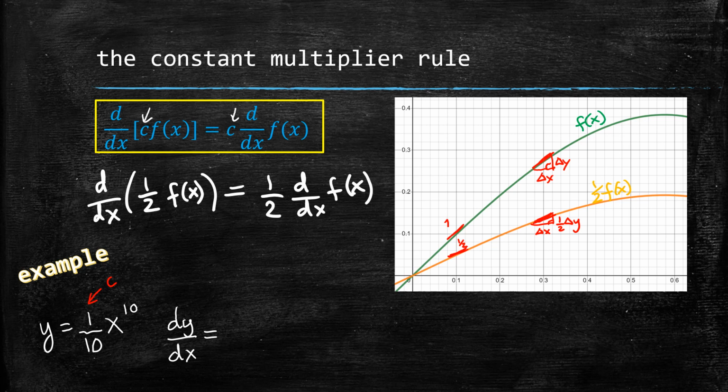So what is the derivative? According to this rule, we get to take out the 1/10, and then we can just focus in on the power function. So that 1/10 is still hanging out there, and the derivative of x to the 10th by the power rule is this. We notice that the 10s cancel out, and so the final answer is just x to the 9th.